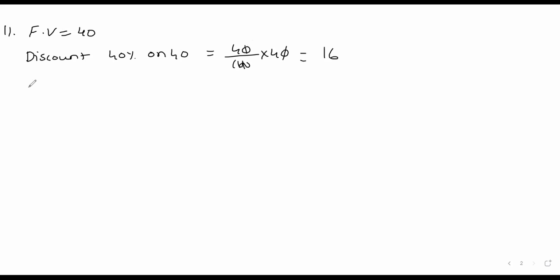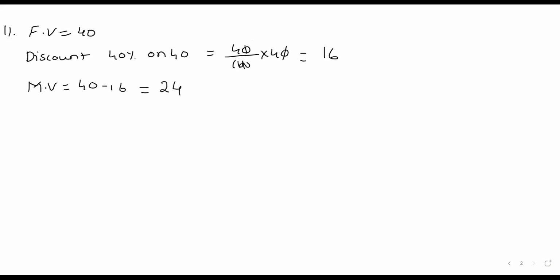तो पहले तो फेस वैल्यू है 40 रुपीज, then discount is 40% on 40. So that is 40 upon 100 into 40. That is 16. So what is the market value? 40 minus 16. 24.